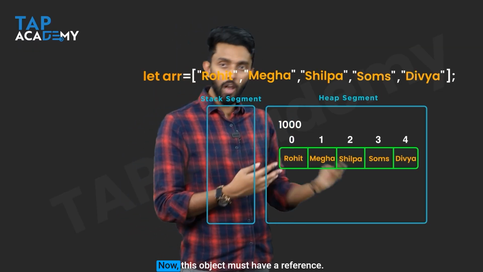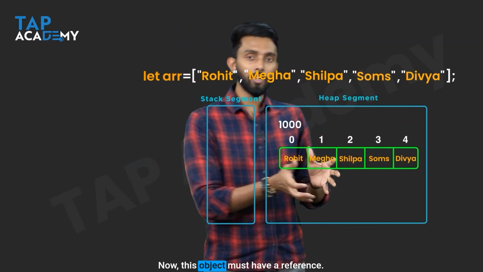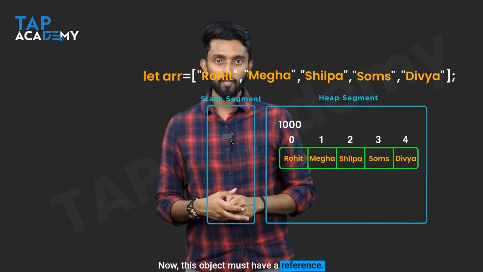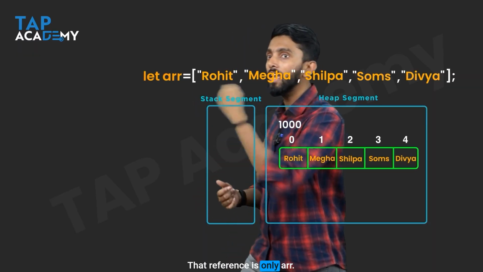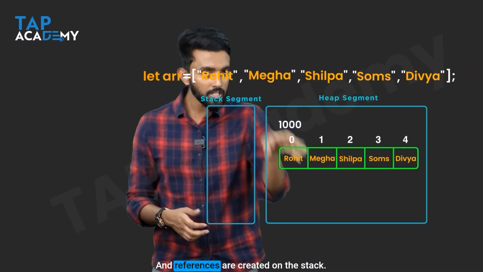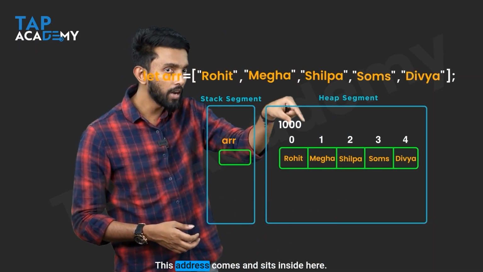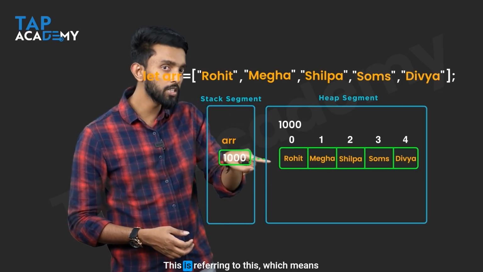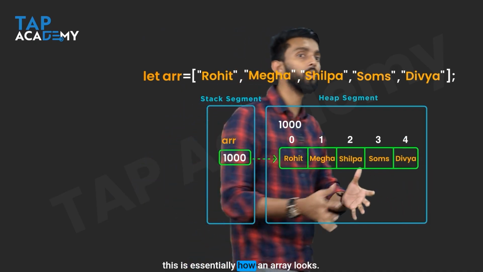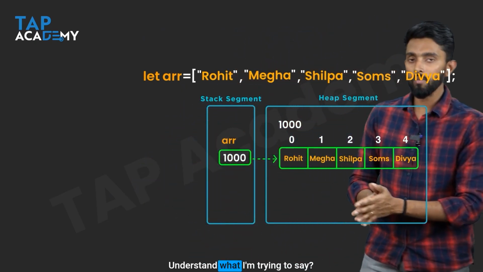Understood? Now, this object must have a reference. That reference is only ARR. And references are created on the stack. This address comes and sits inside here. This is referring to this, which means this is essentially how an array looks. Understood what I'm trying to say?